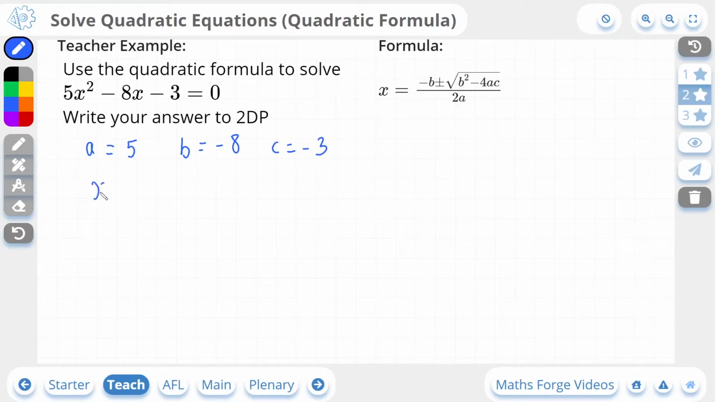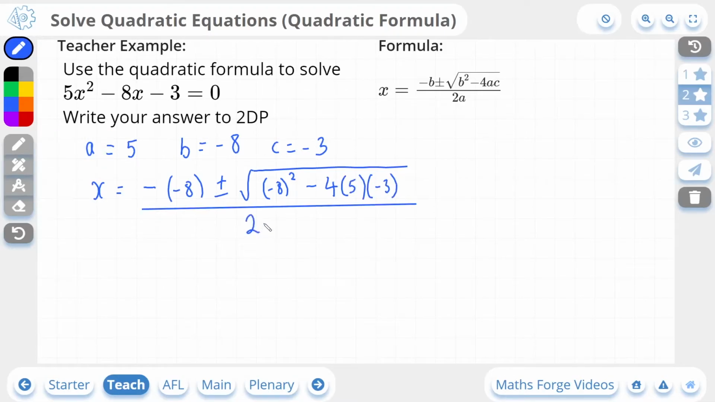So it's going to be x is equal to minus b. So it's going to be minus, and then brackets, negative 8. So we're replacing the b, plus or minus the square root of b squared. So it's minus 8 squared, minus 4 times a, which is 5, times c, which is negative 3. And this is all being divided by 2a, or 2 multiplied by a.